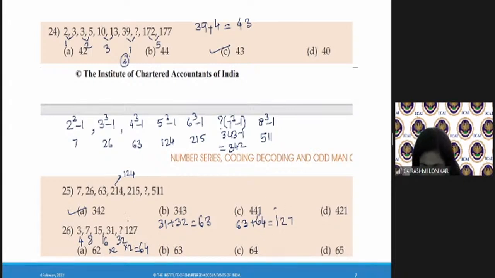Isn't this 127 same as this? So my assumption that this is into 2. 4 twos are 8, 8 twos are 16, 16 twos are 32. So that is okay. So 63 will be the correct answer. So 26, D will be the correct option. Okay.